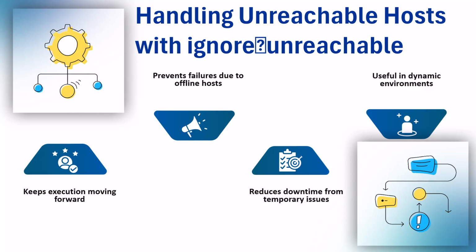An unreachable host doesn't mean the world is ending. With Ignore Unreachable, we ensure one missing server doesn't derail everything. Think of it like a GPS rerouting your trip. Your playbook keeps running, skipping the offline node while completing the tasks elsewhere. It's a lifesaver in dynamic environments.